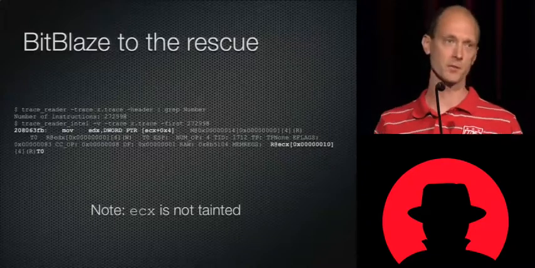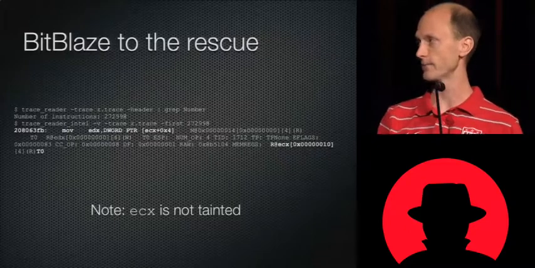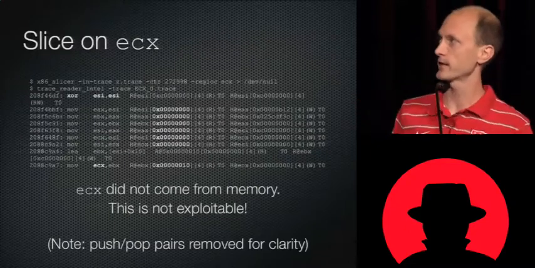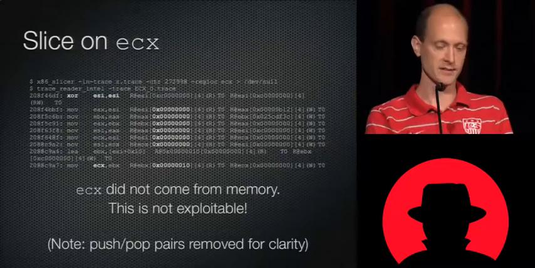Where did it come from? Well, that's what the slicer is for. So let's slice on ECX and see where it came from. Okay, so here's using the slicer tool. This is what the command line looks like. I tell it where I'm at in the program. I'm at the last instruction, and I want to slice on ECX.